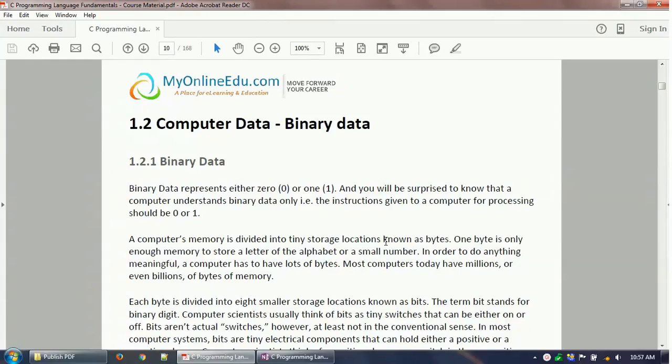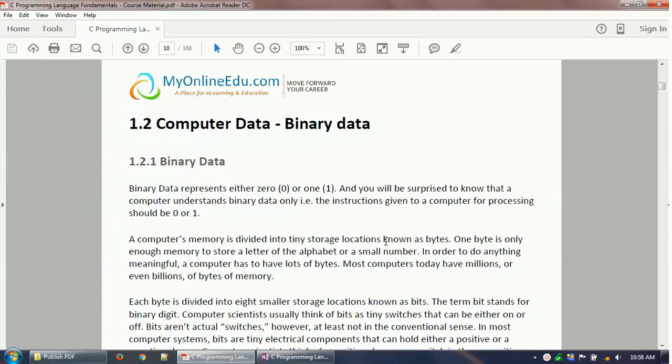In this video tutorial, we'll learn what binary numbers are, what their applications are, and how a computer transforms data to binary and vice versa, from binary to decimal. So let's start with what binary data is.